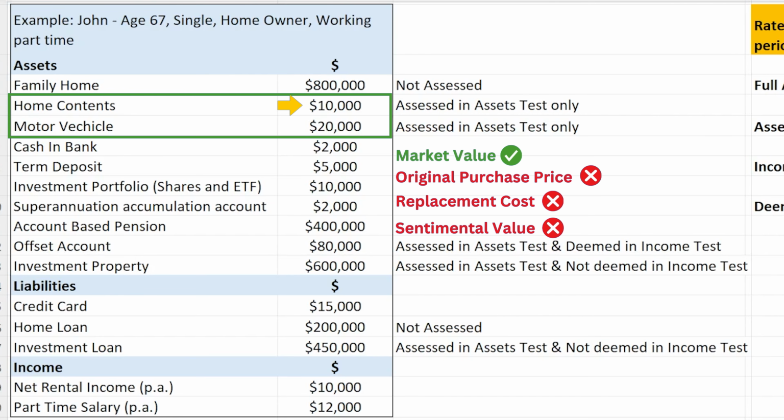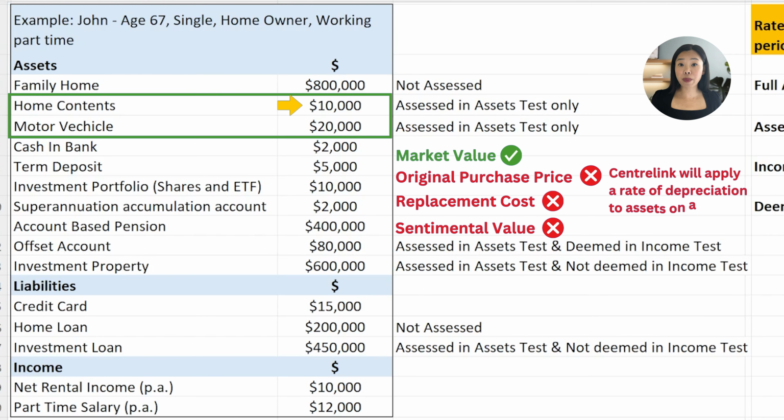To estimate the market value, check platforms like Facebook Marketplace or Gumtree for similar items. Another misconception is that Centrelink will apply a rate of depreciation on assets on an annual basis.